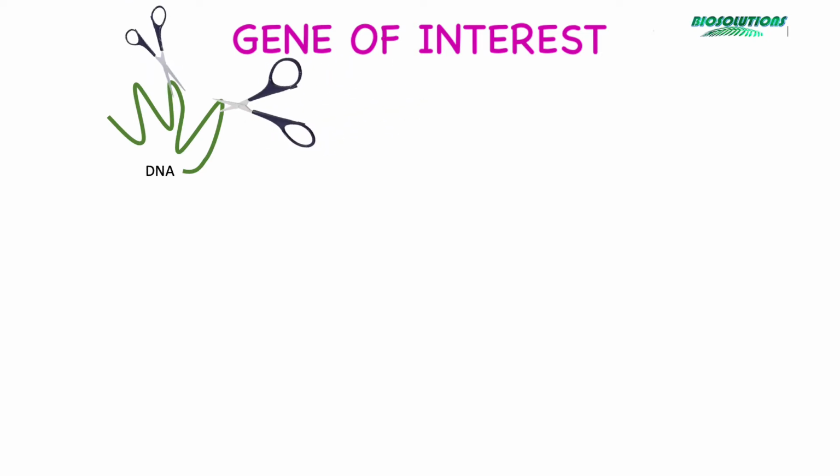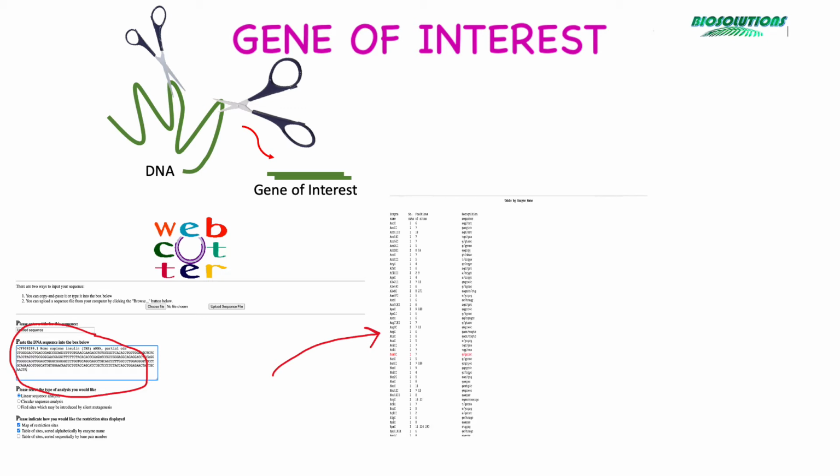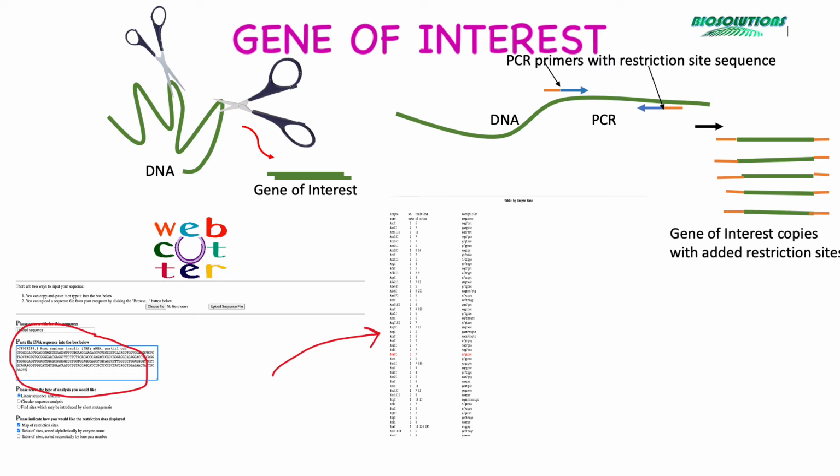So let's begin with the GOI first. GOI, or gene of interest, can be obtained by digesting a fragment of DNA. If we know its sequence, we can generate its restriction map using software like WebCutter. We generate a table of restriction sites. We can also amplify its sequence from the source DNA using PCR as well. We can also add new restriction sites outside of the gene or open reading frame through PCR primers. More on this I will cover in my next topic on PCR and its applications.